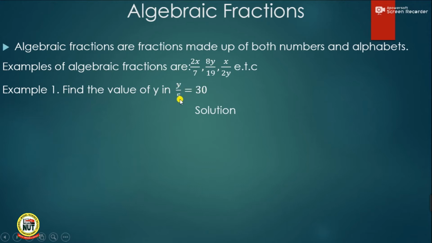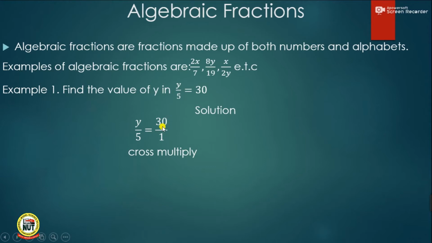Y all over 5 is equal to 30. Solution. To solve a problem of this magnitude, since you have y over 5 here as a fraction, you can equally write this 30 in a fraction way. And how do you express this 30 in a fraction way? That is by writing it as 30 all over 1. Look at it. So y all over 5 is equal to 30 all over 1. Reason being that any number divided by 1 is still that number.